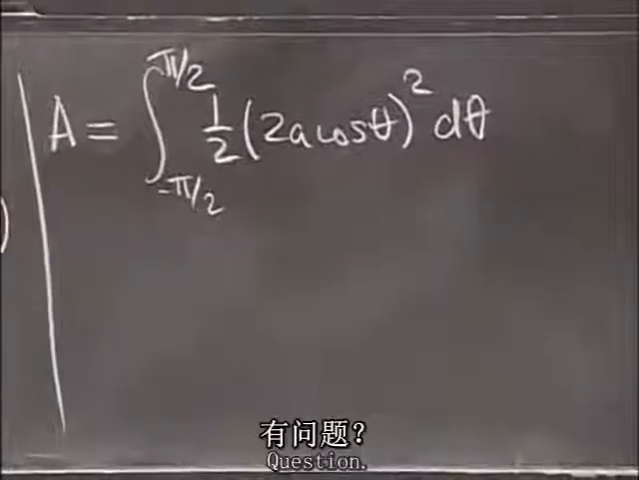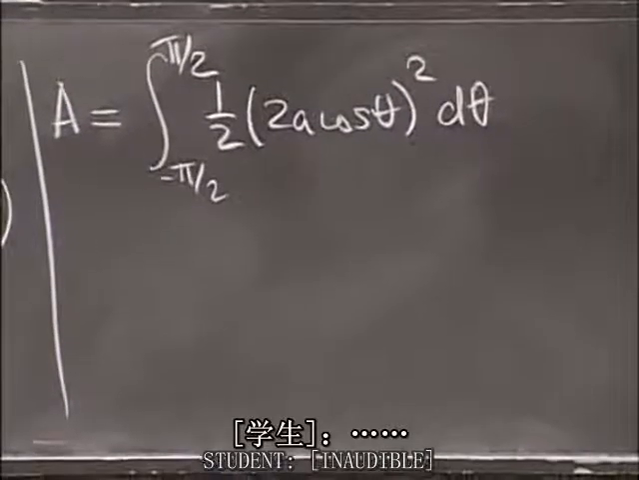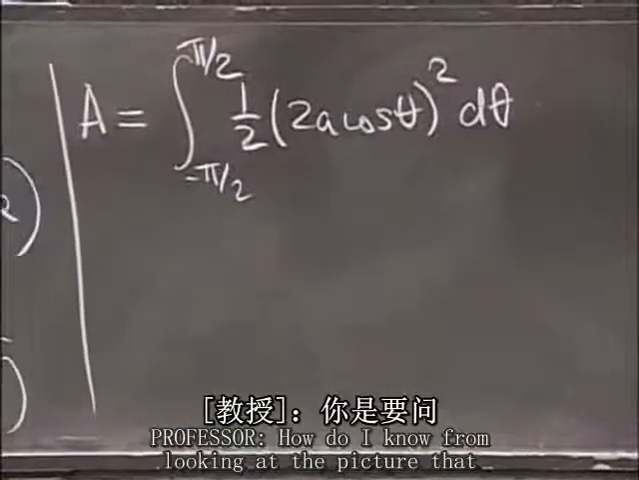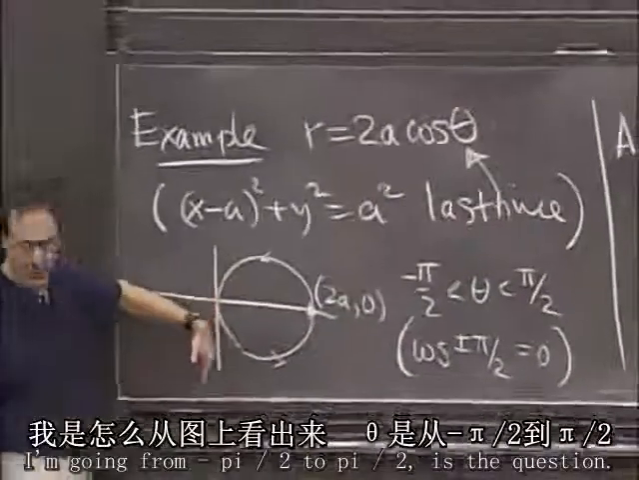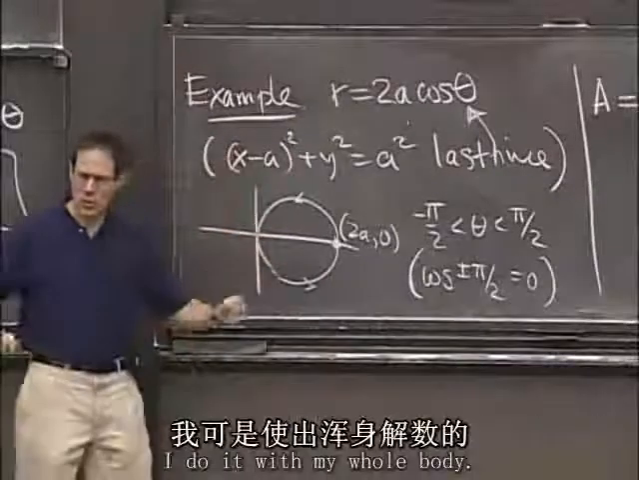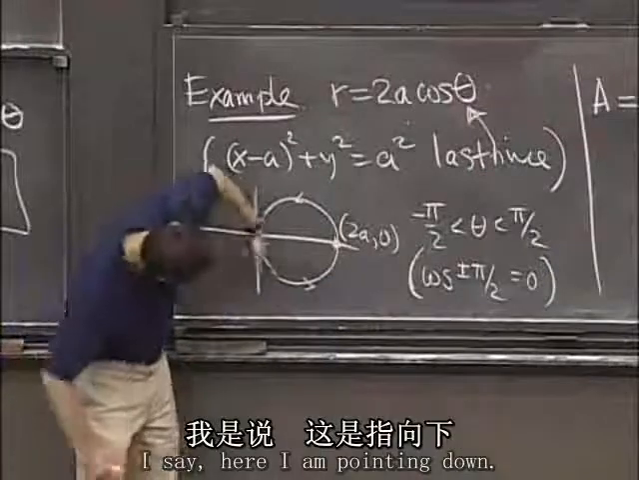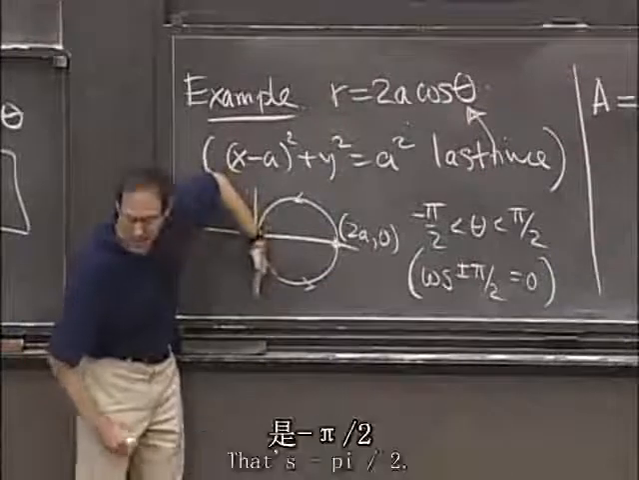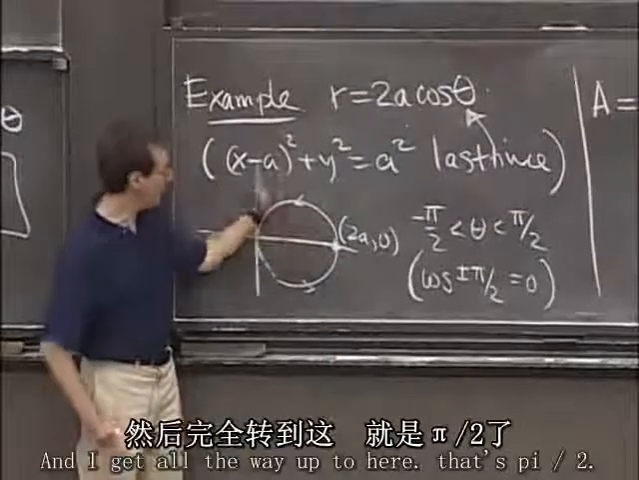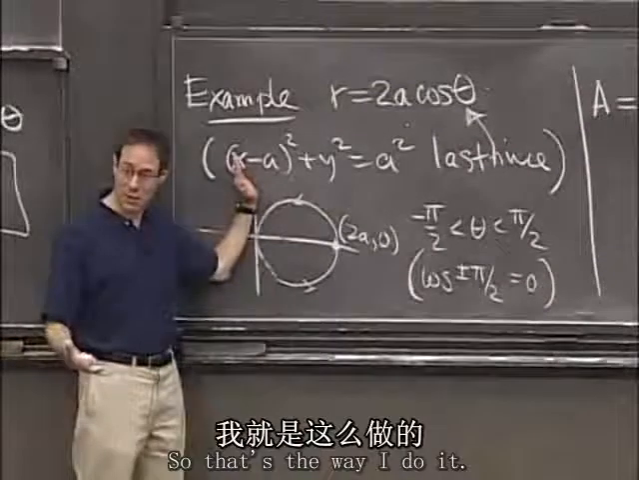Question? How do you know from looking at the picture that you're going from negative pi over 2 to pi over 2? How do I know from looking at the picture that I'm going from negative pi over 2 to pi over 2 is the question. I do it with my whole body. I say, here I am pointing down, that's negative pi over 2. I sweep up, that's 0, and I get all the way up to here, that's pi over 2. That's really the way I do it.